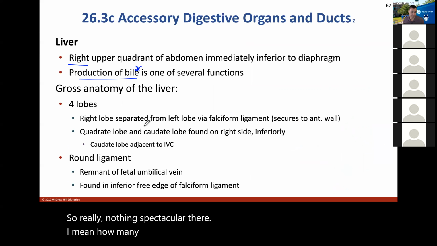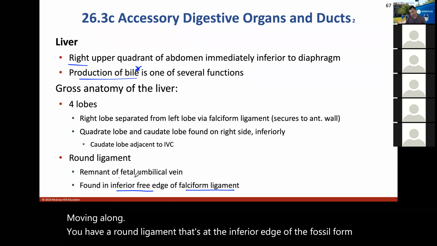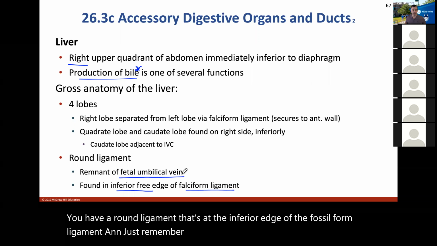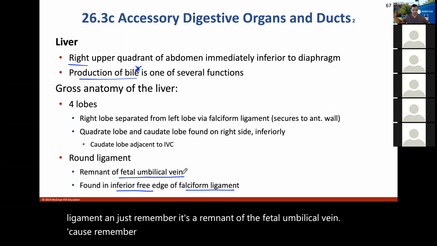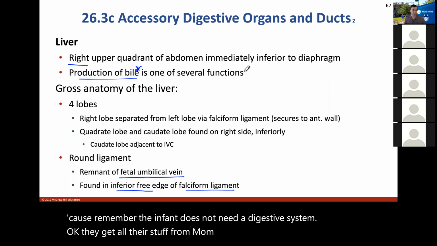4. Moving along. You have a round ligament that's at the inferior edge of the falciform ligament. And just remember, it's a remnant of the fetal umbilical vein. Because remember, the infant does not need a digestive system. They get all their stuff from mom, free of charge.